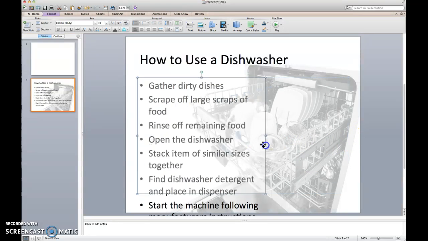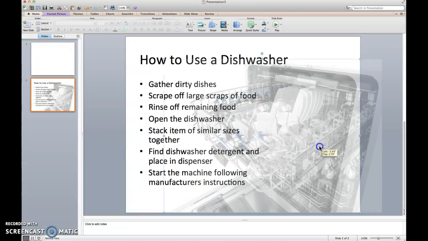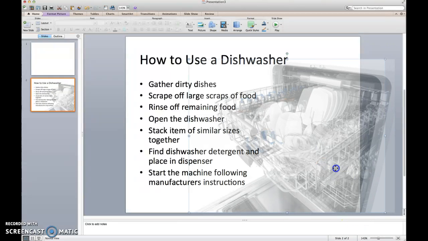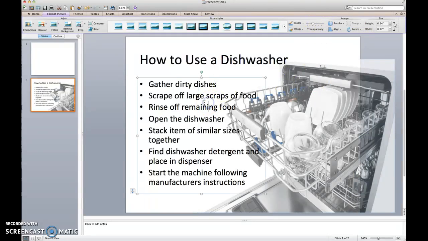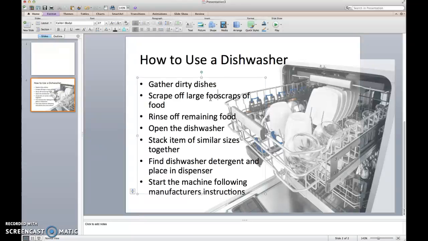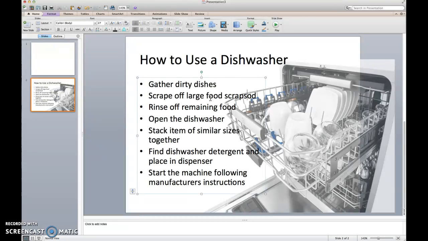So I'm going to just scale down my text a little bit, and I'm going to continue to move this off slide. I don't need that negative space down in the corner. I just need a suggestion of a dishwasher. And let's go back here and bring the transparency up a little bit. Scrape off large. Okay, I'm going to continue to edit. Food scraps. Make it a little bit more concise.